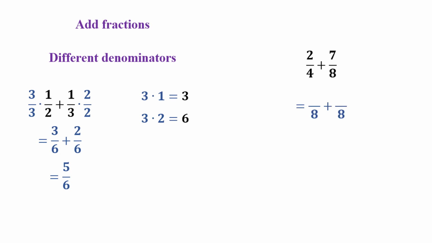In the fraction 2 fourths, 4 to reach to 8 we multiply it with 2. So we multiply the numerator and the denominator with the same number 2. 2 times 2 is 4 and 2 times 4 is 8. So 2 fourths becomes 4 eighths.